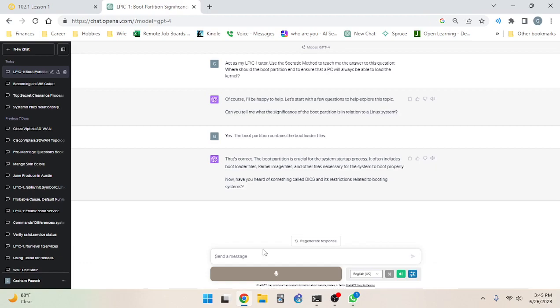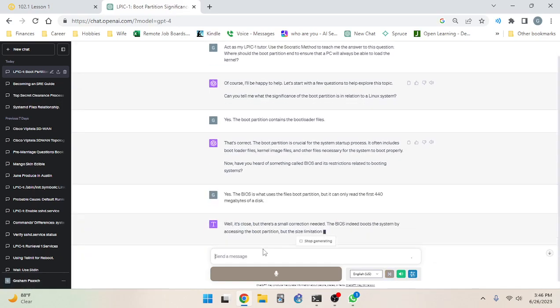Yes, the BIOS is what uses the files in the boot partition, but can only read the first 440 megabytes of a disk. Oh, I did not get that right.